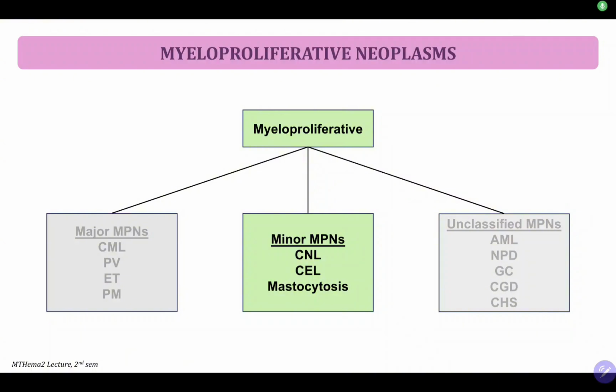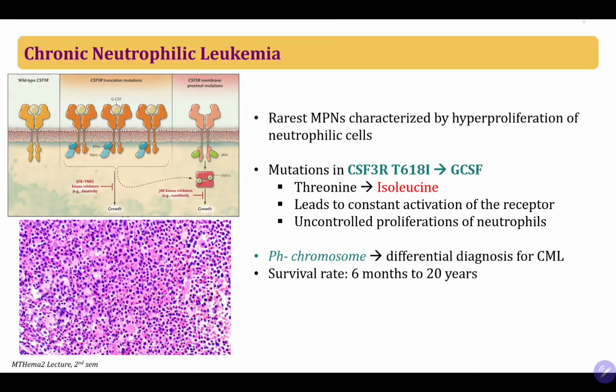So we're done now with the major myeloproliferative neoplasms. We'll proceed now with the minor myeloproliferative neoplasms, and in this lecture, we're going to discuss only your chronic neutrophilic leukemia. Chronic neutrophilic leukemia, or simply CNL, is the rarest myeloproliferative neoplasm characterized by the hyperproliferation of your neutrophilic cells.